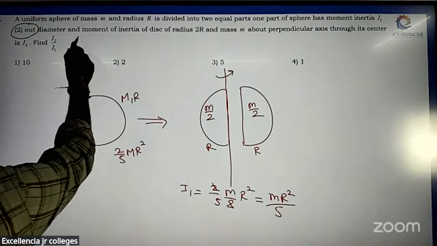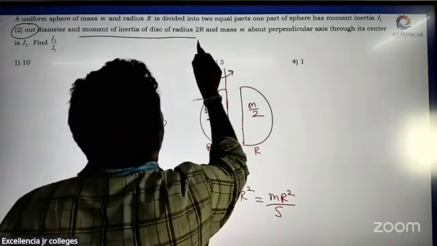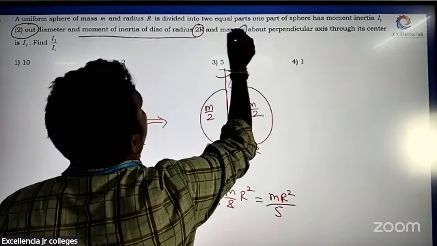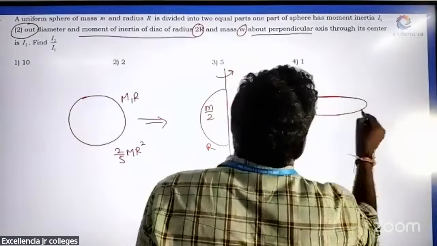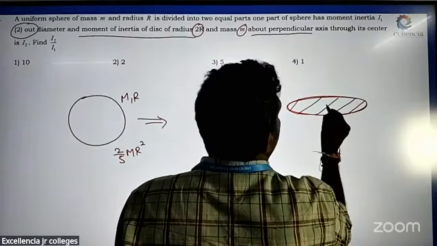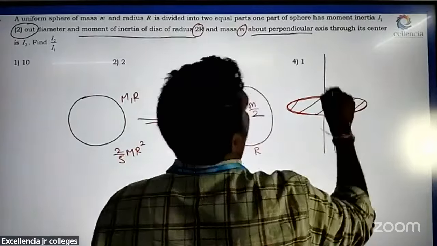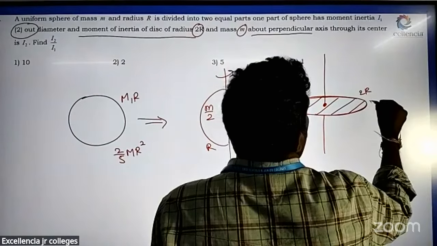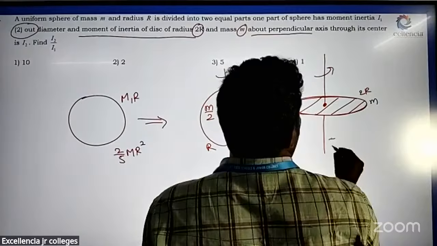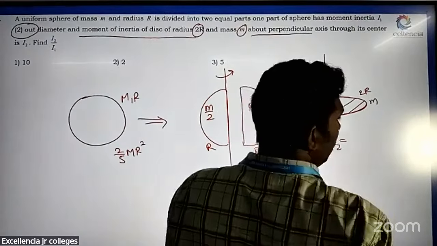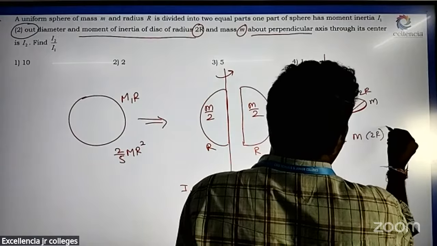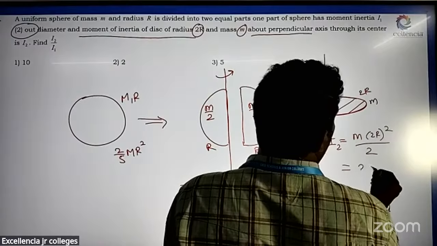And next, what is given? Moment of inertia of the disk of radius 2r. Mass is the same as the mass of the full sphere, about the perpendicular diameter. Let us consider this. This is a disk, and about this perpendicular axis, the radius of the disk will be 2r. The moment of inertia I2 is MR square by 2, but here R is 2r, so M into 2r whole square by 2, which is 2 Mr square.